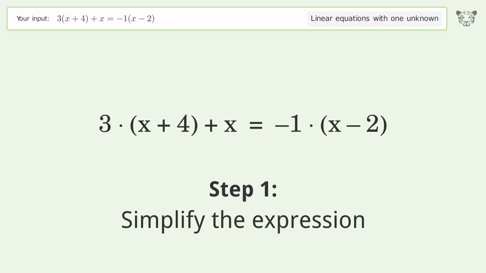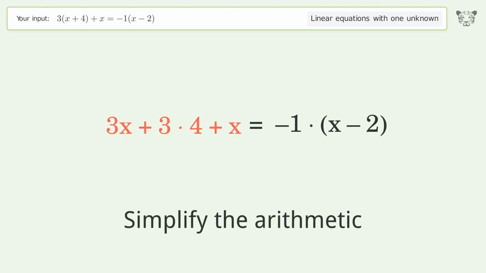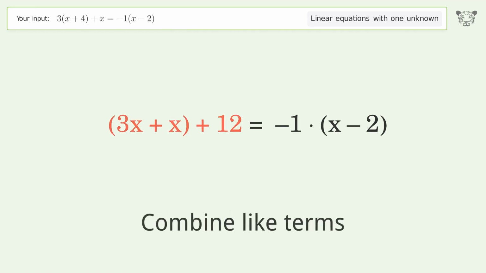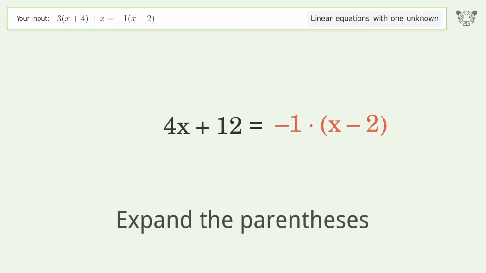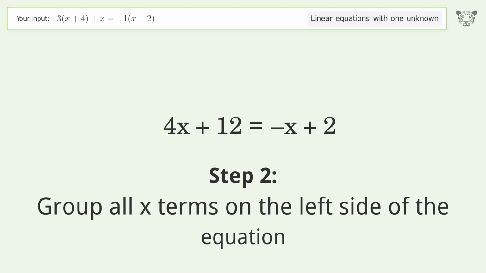Simplify the expression. Expand the parentheses. Simplify the arithmetic. Group like terms. Combine like terms. Expand the parentheses. Group all x terms on the left side of the equation.